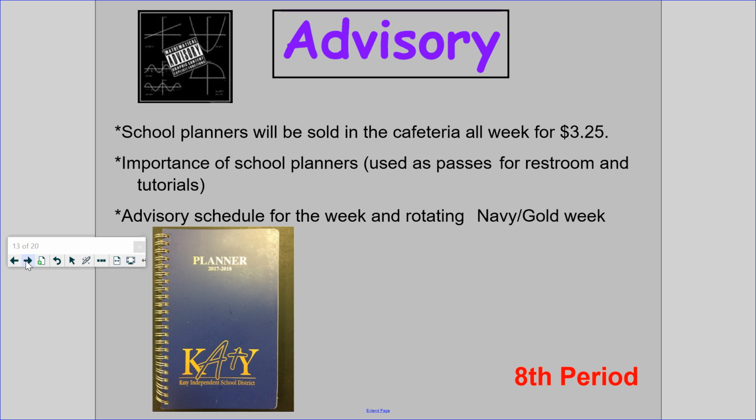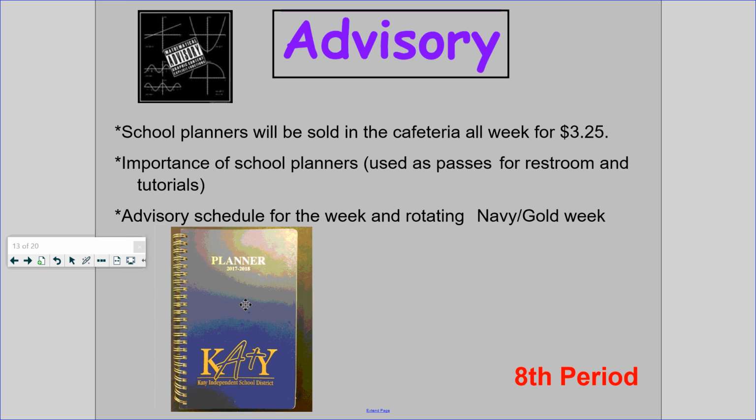During advisory, they will be talking about the school planner. The school planner is like your travel pass in order to go to a restroom or to different areas of the school. I currently think they are $3.25. They may have gone up. And the planner looks like this. This is where you can put down all your assignments so you can keep organized, because unlike elementary school, you do have 7 classes to go to, 7 different teacher personalities, 7 different homework assignments.